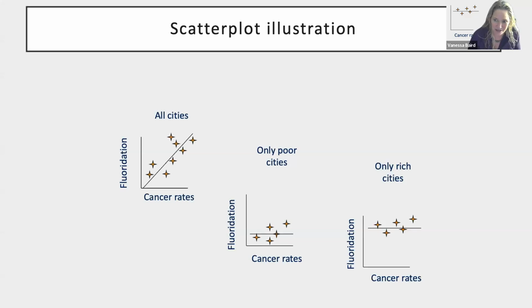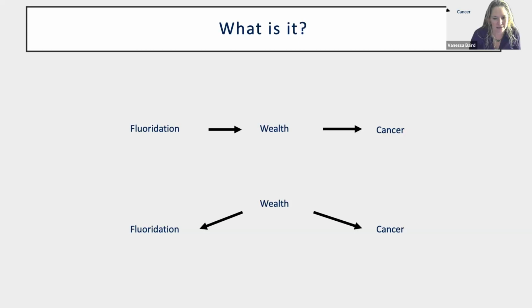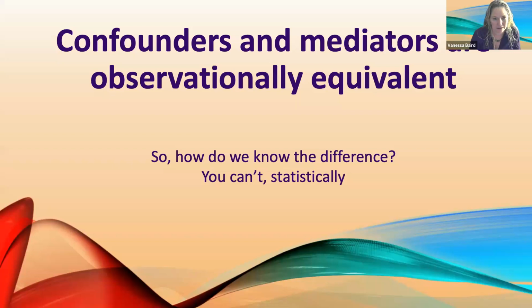And is that spurious or is that confounding? Is that confounding or is that mediating? Is wealth causing both, or what? I know it's not that easy, you have to think about it for a second. It's not fluoridation causing wealth of a city, right? It's wealth causing the fluoridation. So it's a confounder.